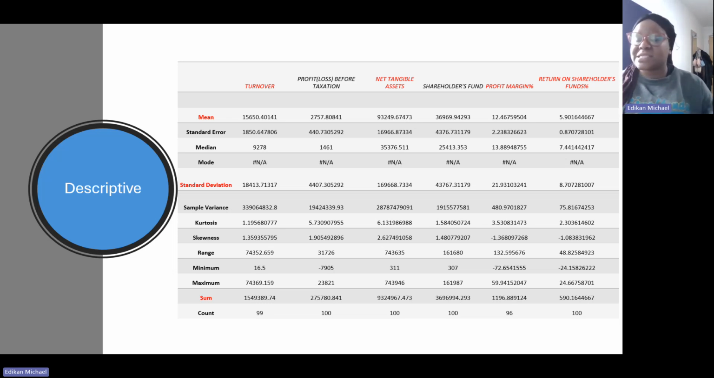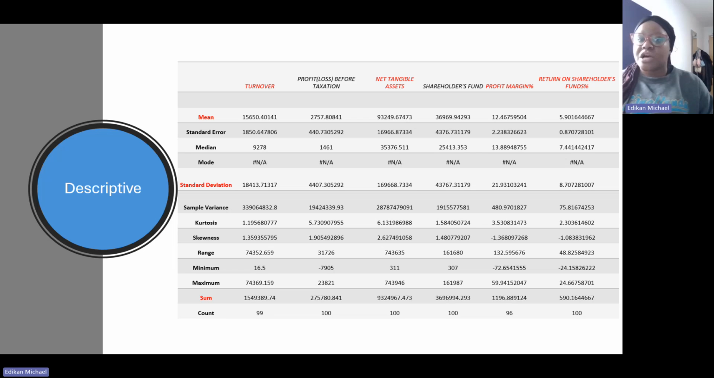It can also be seen that the standard deviation shows that the turnover has 18.41 million, which suggests high variability, and the net tangible assets has 169.67 million, indicating fluctuations in assets. The profit margin and the return on shareholders funds have standard deviation of 21.93% and 8.71% respectively, which reflect performance inconsistency.